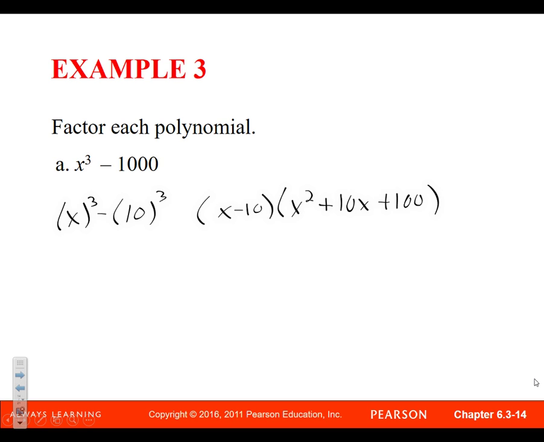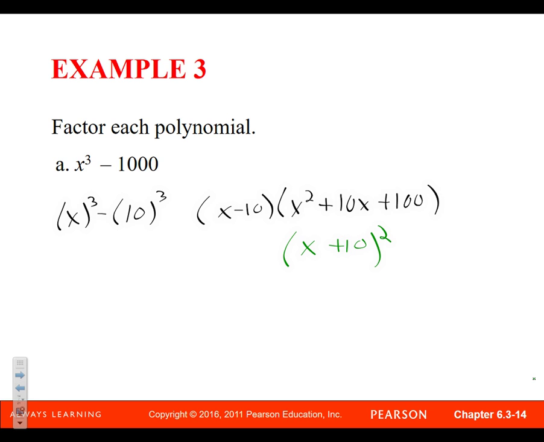Now, at this point, you could probably be like, wait a minute, isn't that a square? And that's also a square? So here's that perfect example I was telling you guys about. Sometimes you want to check it. If I took the square root of x squared, that's x, isn't it? And what's the square root of 100? It's 10, right? So wouldn't it factor into something like this?